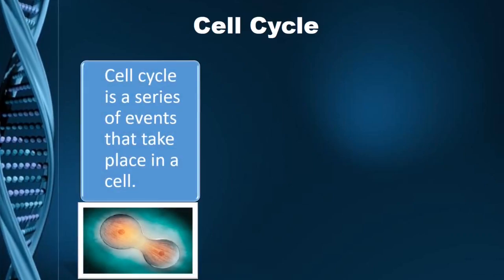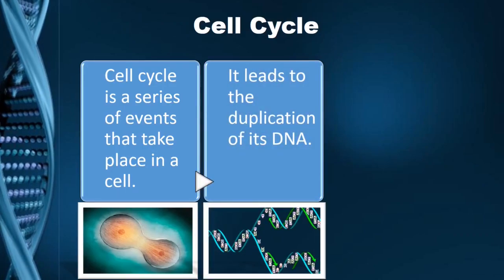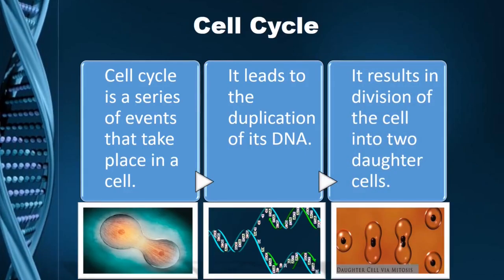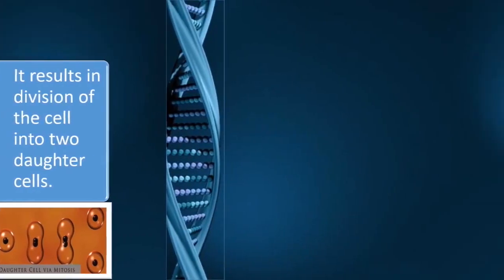Before going to interphase, let's quickly see an overview of cell cycle. Cell cycle is a series of events that takes place in a cell. There are going to be many events occurring in a cell cycle, both before and after the actual division of a cell. It leads to the duplication of its DNA. Duplication of DNA, what is it? Why is it important? Yes, we will learn about it in a while. It results in division of the cell into two daughter cells. At the end of a cell cycle, new cells are obtained.